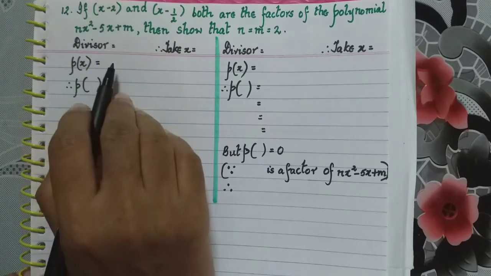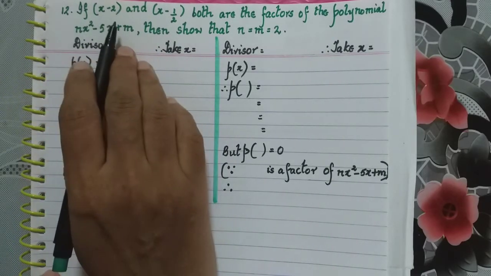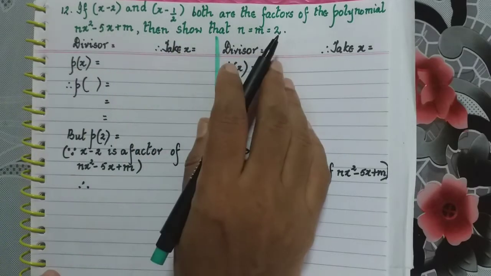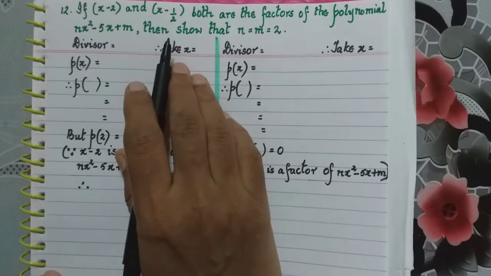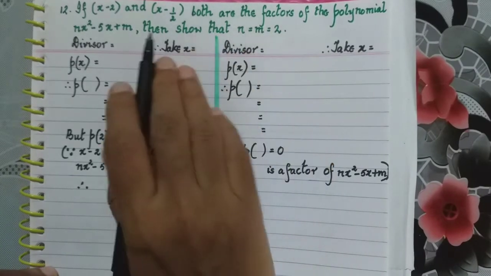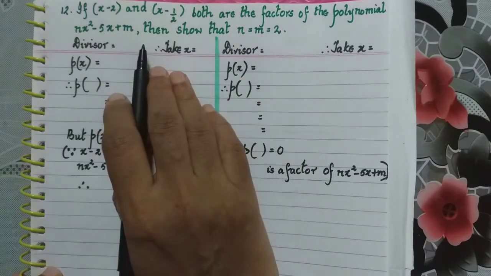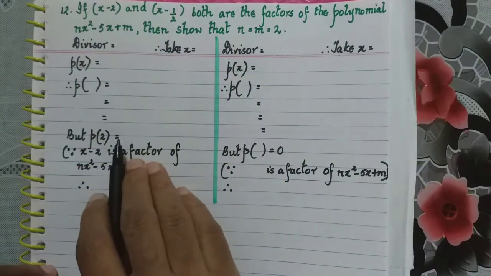Now taking the first divisor, that is x minus 2. They have said that these two divisors are actually the factors of the polynomial. What happens when they are factors of this polynomial? The remainder will be 0. So using that we will solve it.